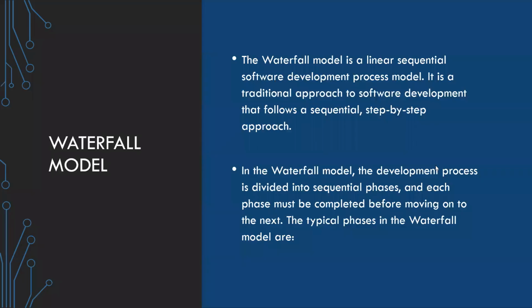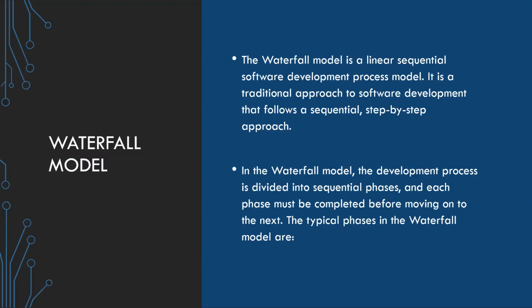Okay, let's get started with the waterfall model. The waterfall model is a linear sequential software development process model. It is a traditional approach to software development that follows a sequential, step-by-step approach. Whenever we talk about water, it flows down as per gravity. In the case of software also we have a waterfall, or cascading, model: one after the other, a sequential flow. So we call that a linear approach, a linear sequential software development process.